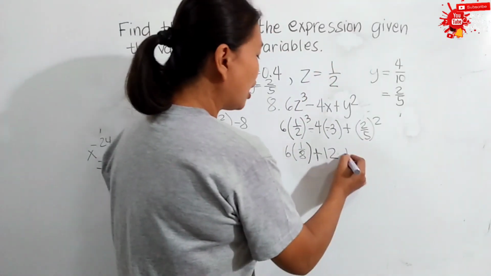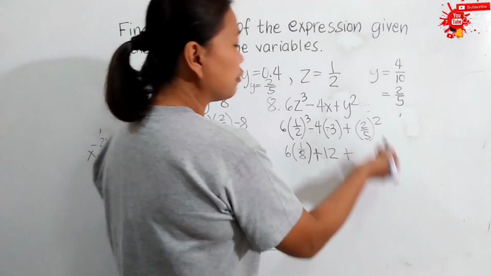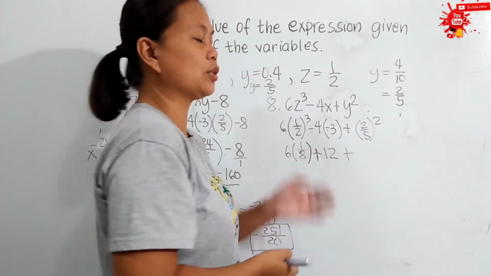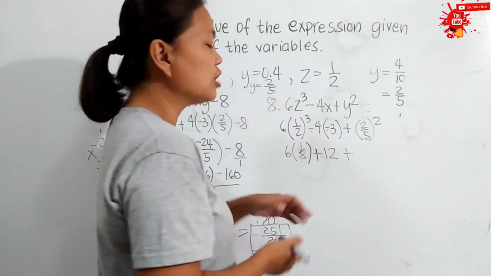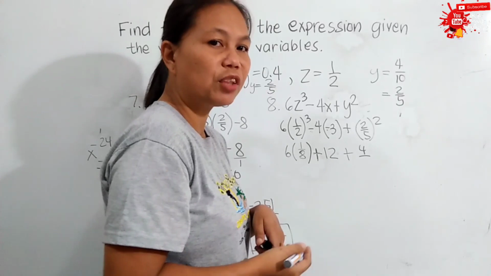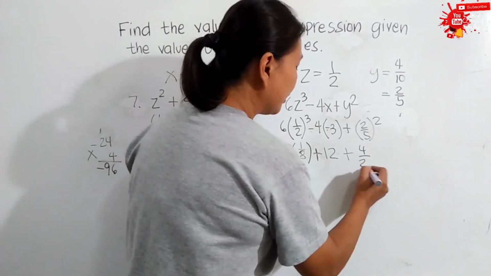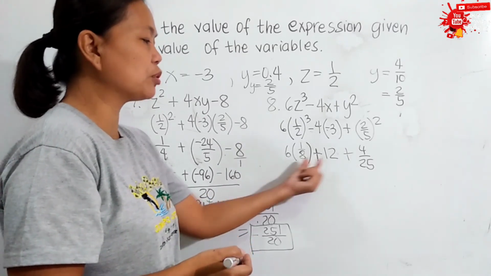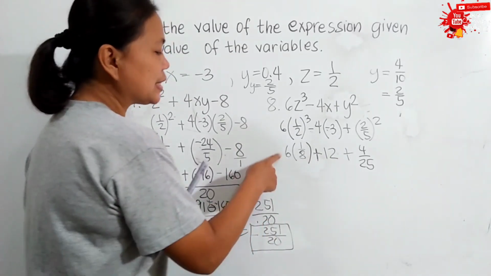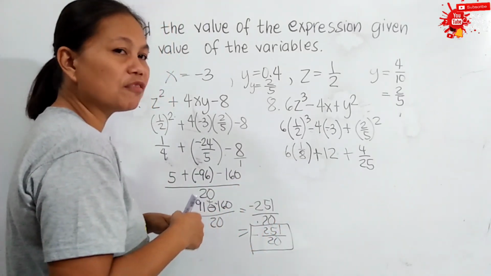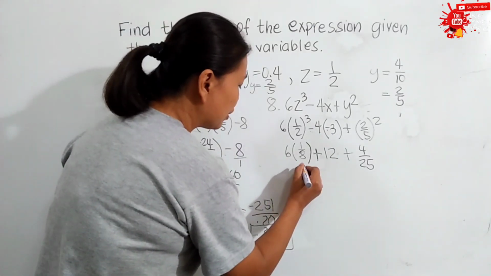Okay? Plus the square of 2/5. So it means that we will multiply 2/5 to itself twice. So 2/5 times 2/5. So 2 times 2 is 4 over 5 times 5 is 25. So now, let us multiply first, then proceed to addition. So what is 6 and 1 over 8? So 6 times 1 over 8 is 6 over 8.